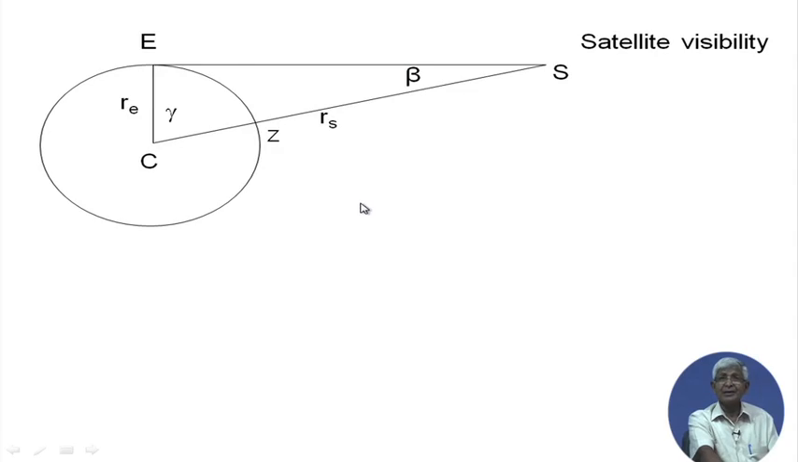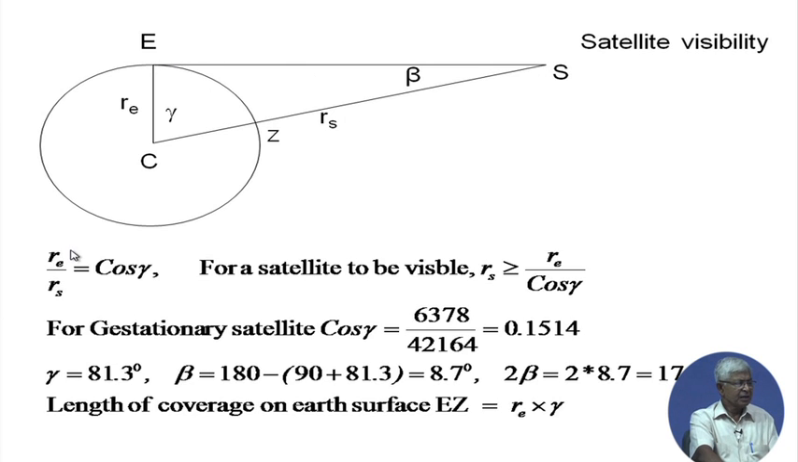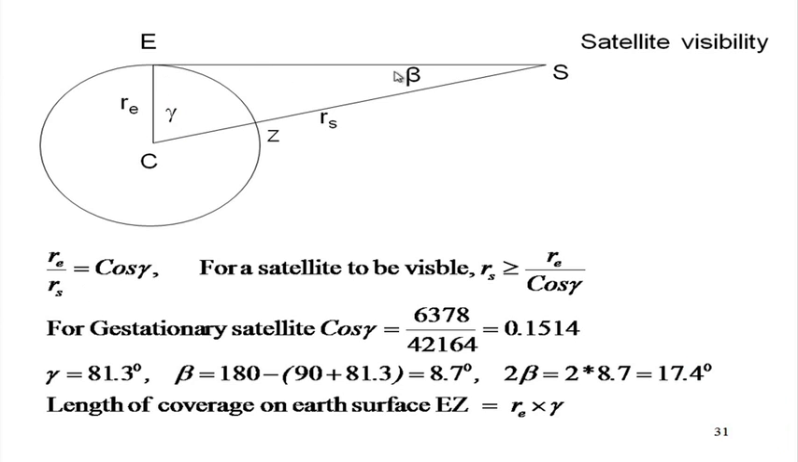Now, let us see how the satellite is visible, whether it is visible to us or not. In this same triangle, with 0 degree inclination, that is, our station is at 0 degree inclination to the satellite, RE by RS is equal to cos gamma. This is a right angle triangle. To make the satellite visible, RS should be greater than RE by cos gamma. This should be larger, far away. In the case of a geostationary satellite, cos gamma is equal to RE by RS.